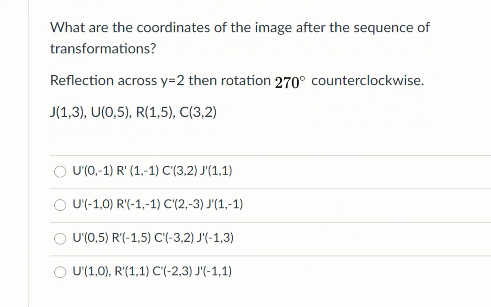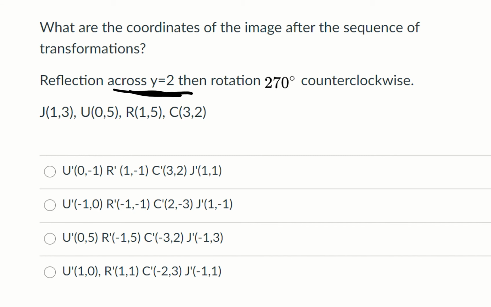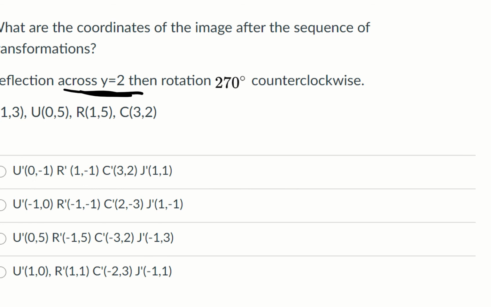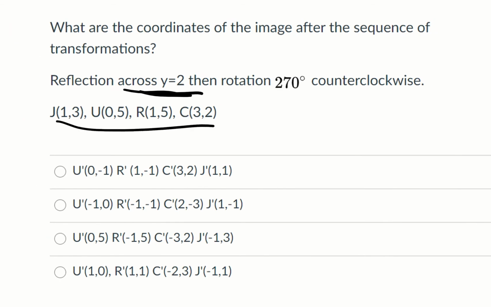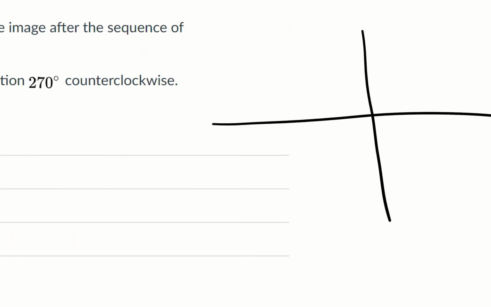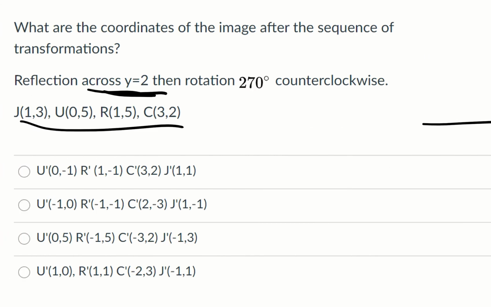All right, what are the coordinates of the image after the sequence of transformations? So reflection across y equals 2, and then rotation 270 degrees counterclockwise. So across y equals 2. And then these other coordinates. So it helps to draw this out. So let's go ahead and draw this out real quick. So we have 1, 3.